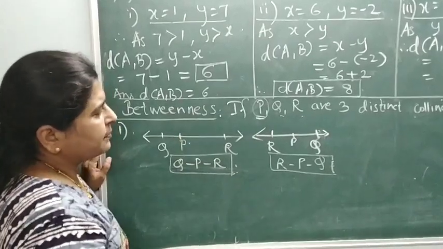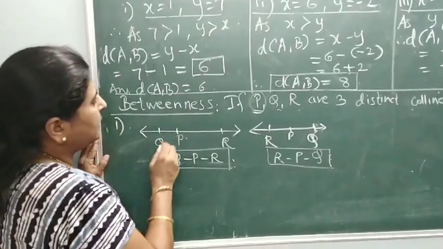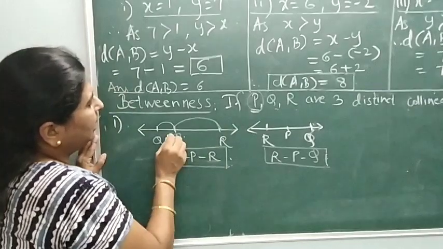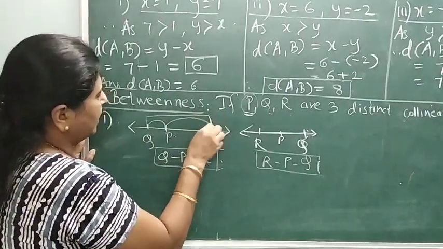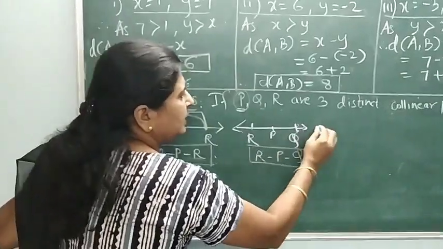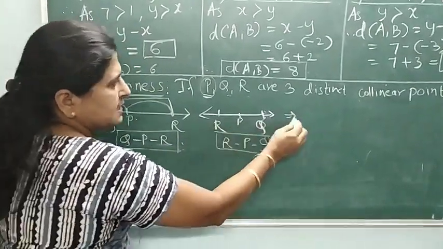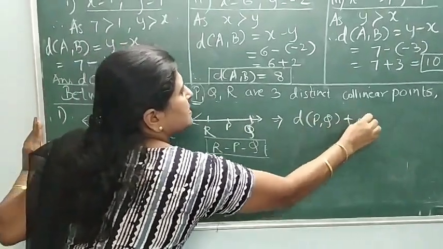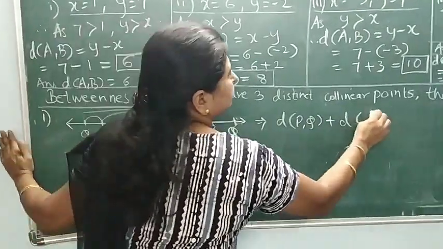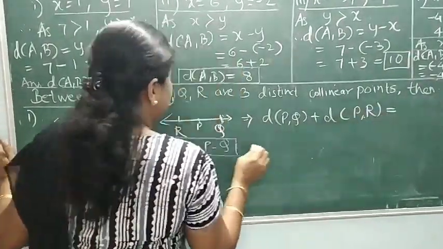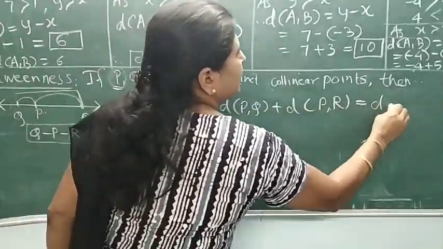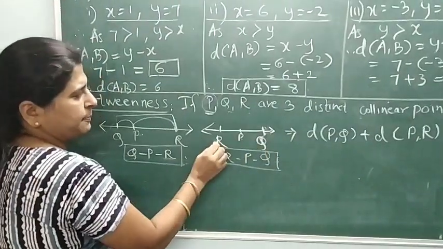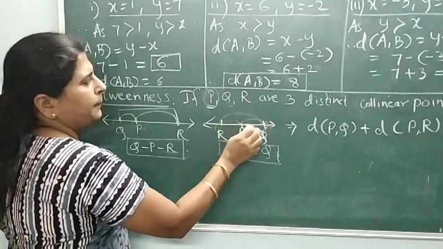In such a case we will understand that the distance between P and Q, and the distance between P and R, if we add these distances together, we get the distance between Q and R. So in this case, either this or this, we can say that distance PQ plus distance PR will give us distance QR. Same here: PQ plus PR will give us distance QR.